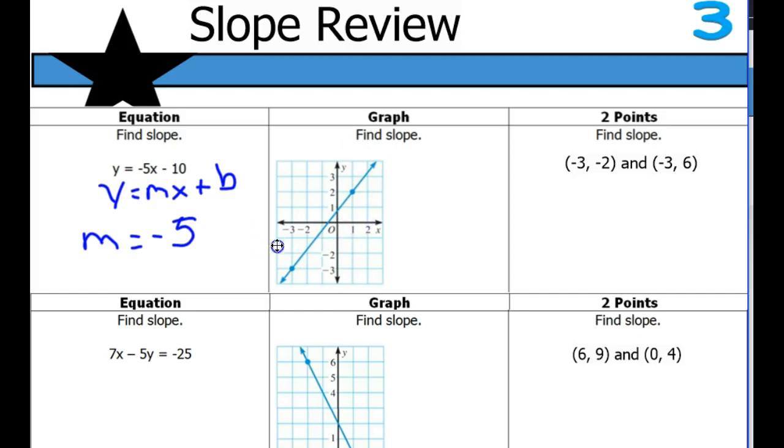Here we're finding the rise over the run. So 1, 2, 3, 4, 5. We know we're going up 5. And over 1, 2, 3, 4. So the slope is 5 over 4.